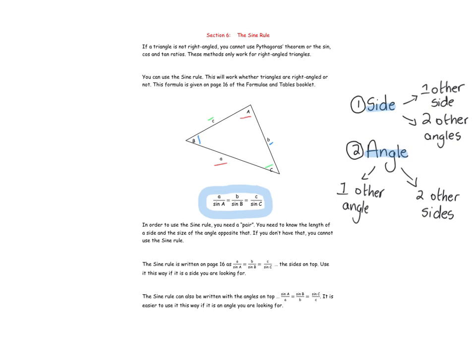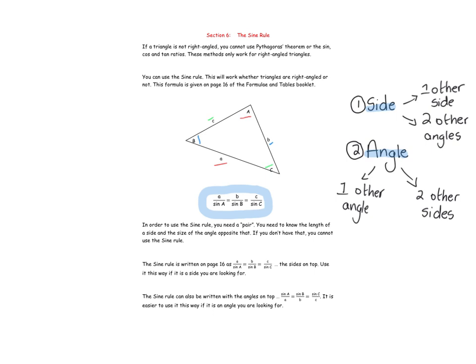So we basically need a pair. So in order to use the sine rule, you need a pair. You need to know the length of the side and the size of the angle opposite that. If you don't have that, you cannot use the sine rule. The sine rule is written on page 16 as a over sine of a is equal to b over sine of b is equal to c over sine of c.